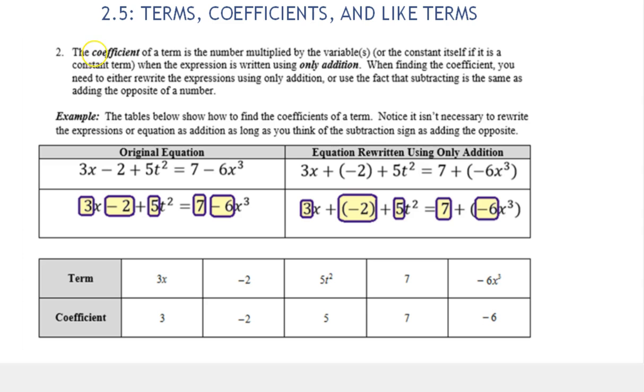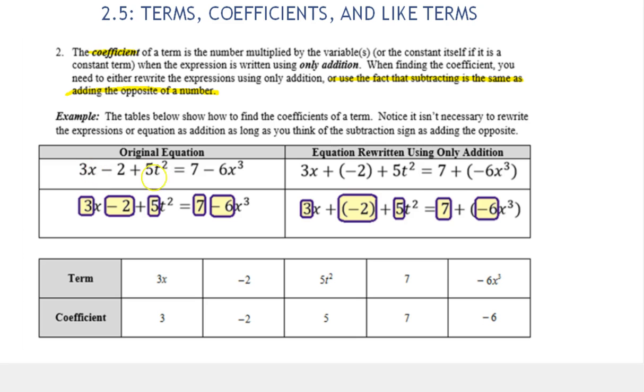Now, the coefficient of a term is the number multiplied by the variable, or the constant itself if it is a constant term, when the expression is written using only addition. When finding the coefficient, you need to either rewrite the expression using only addition, or use the fact that subtracting is the same as adding the opposite of a number. Okay. So I think the best thing to do is use the fact that subtracting is the same as adding the opposite of a number, but I just want to clarify this statement with an example.